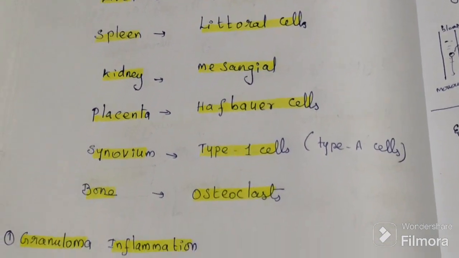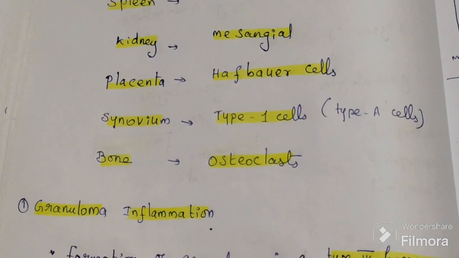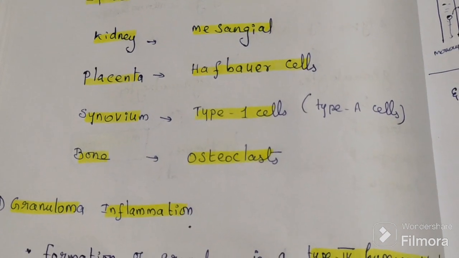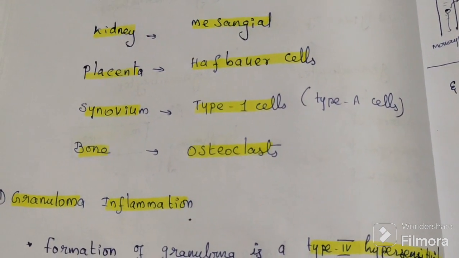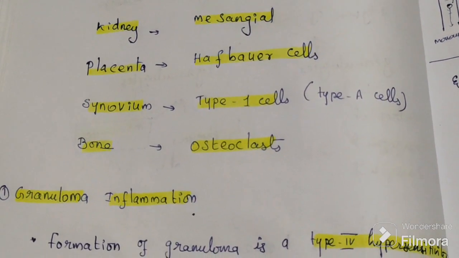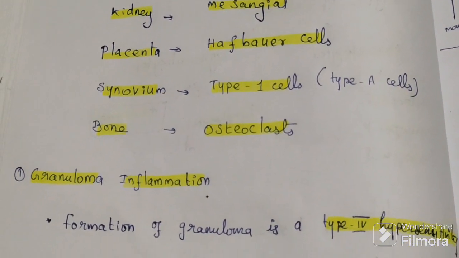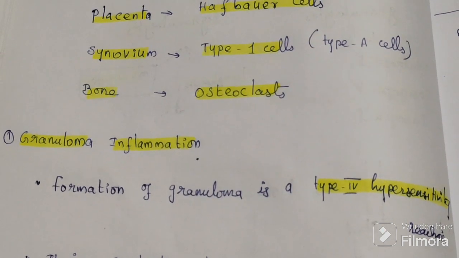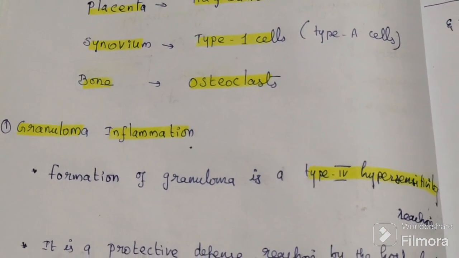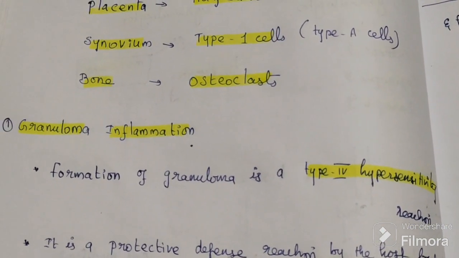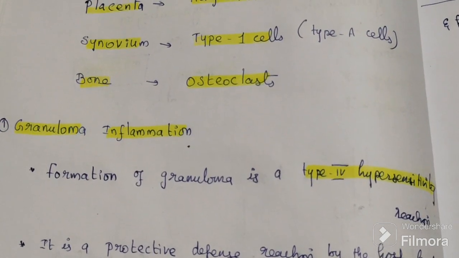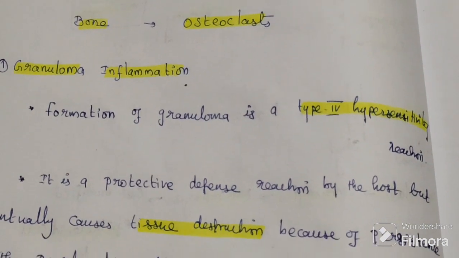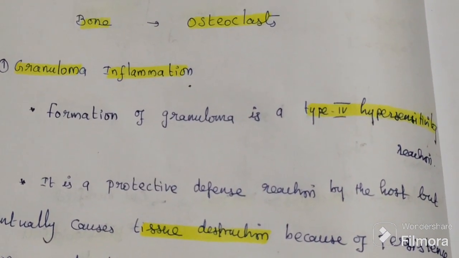Let's start. The first one is granulomatous inflammation. Acute inflammation has 11 steps, vascular events and cellular events. Here there are only 3 steps. So the first one is granulomatous inflammation. It is a special type of chronic inflammation.